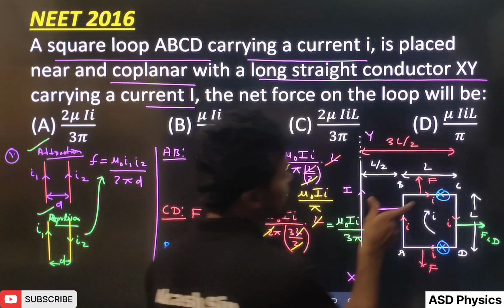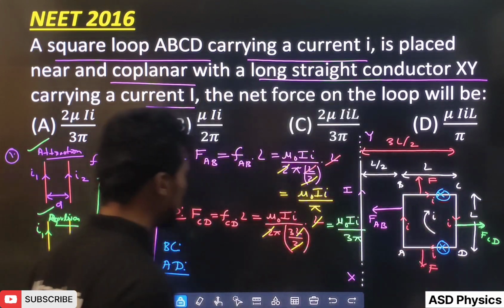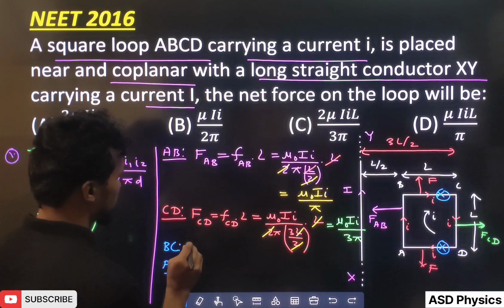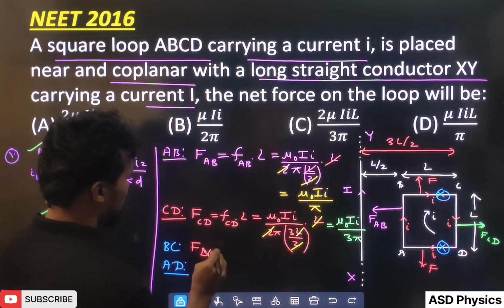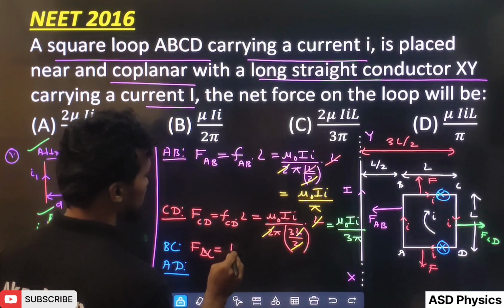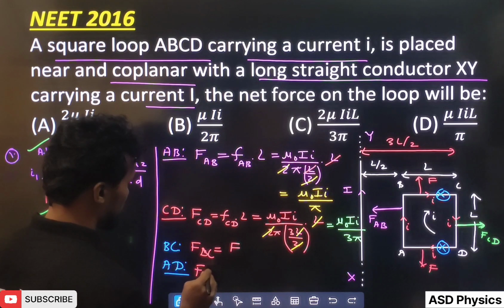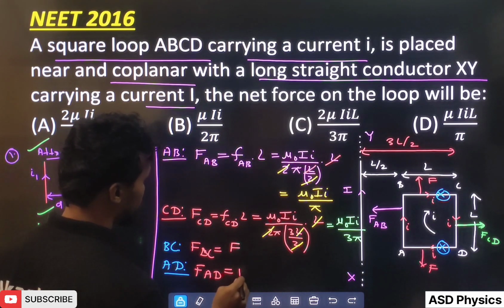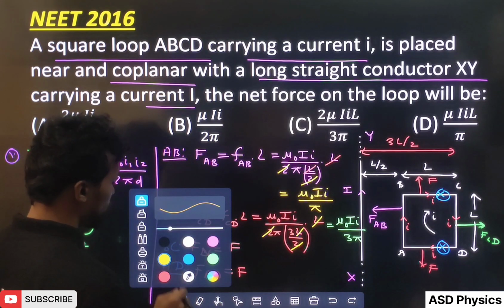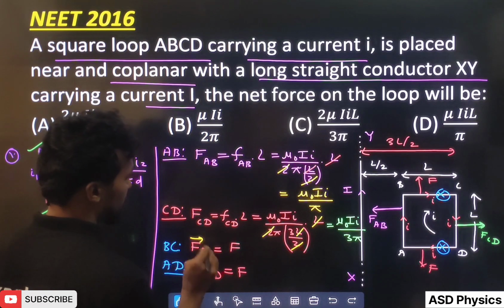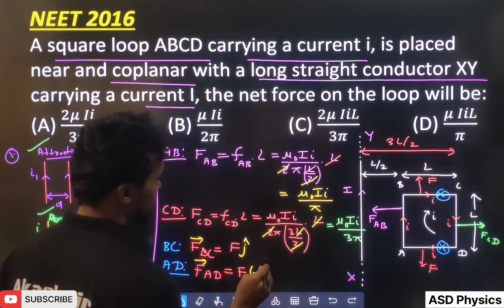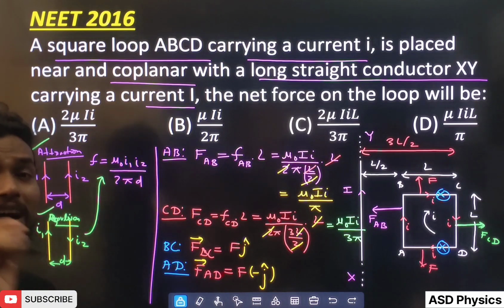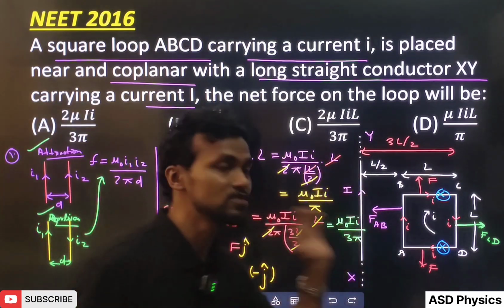So what will happen here? Force on BC and force on AD, both will cancel out. If I talk about FBC, here we can say this force is F, and here on AD also there is force F. But both will cancel out here. If I write it in vector form, here we can say F j cap, and here F minus j cap. I just want to make you understand, both these forces will cancel out here.